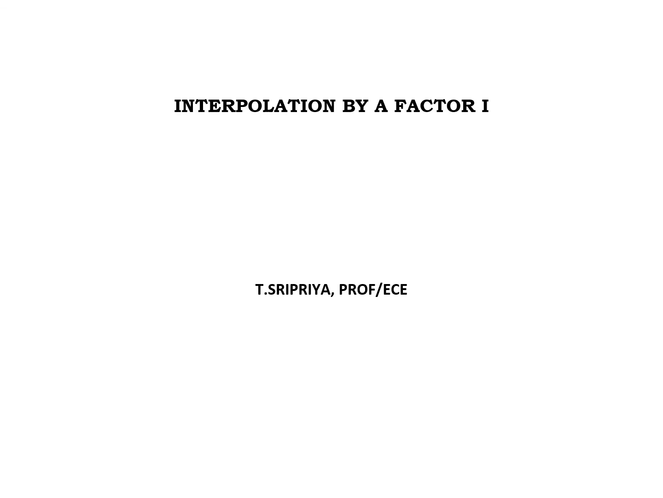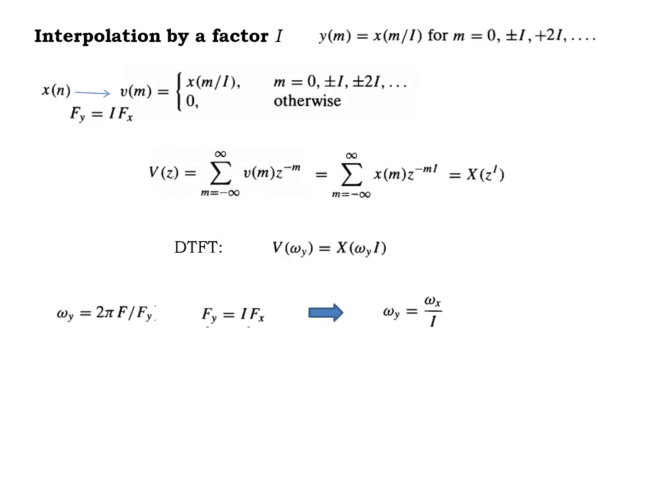Everyone, now we are going to discuss interpolation by a factor I, otherwise called upsampling. Interpolation by a factor I. The sampling rate of a discrete time signal can be increased by a factor I by placing I minus 1 equally spaced zeros between each pair of samples.